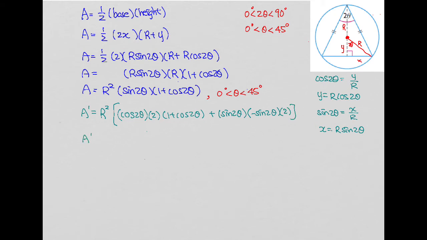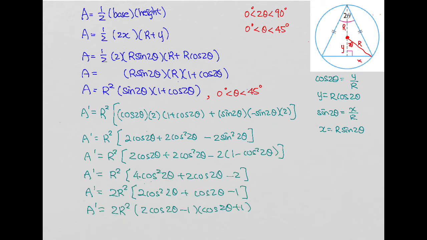Next, let's simplify it. R squared times 2 cosine 2 theta plus 2 cosine squared 2 theta minus 2 sine squared 2 theta. Because we need to find the critical point, that means we have to factor it. That means we have to change sine squared into cosine squared by using the Pythagorean identity. Sine squared equals 1 minus cosine squared.